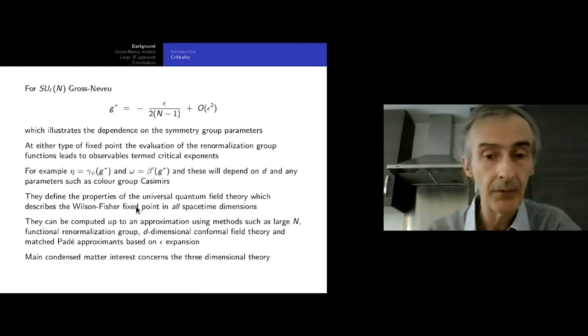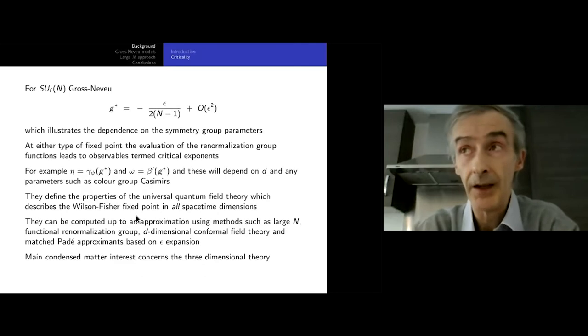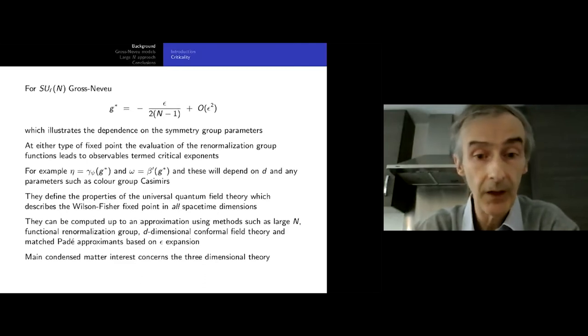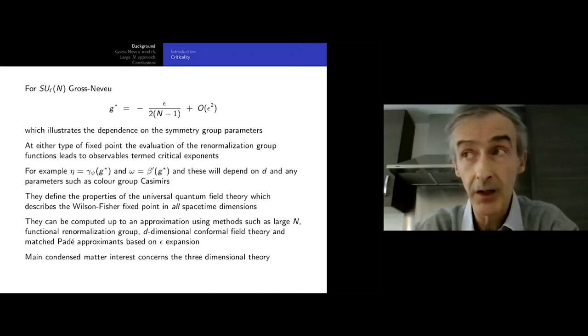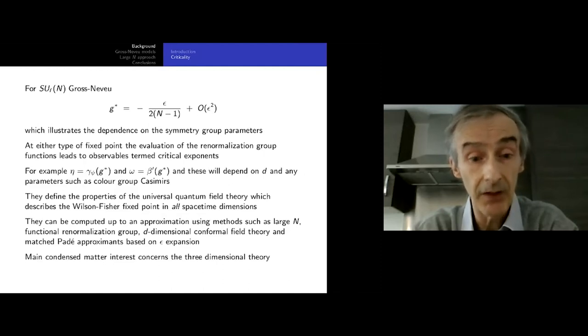Okay, now, how do we work with this? Well, we have to do an approximation. There are various approximations. Monte Carlo does things numerically. There's D-dimensional conformal field theory in more recent years, and the functional renormalization group, where you can evolve operators across the spectrum using the Wilson renormalization group formalism. You can do perturbation theory and then use matched Padé approximants between various dimensions and get a behavior. And then there's the large N expansion, which is what I've worked on over the years.